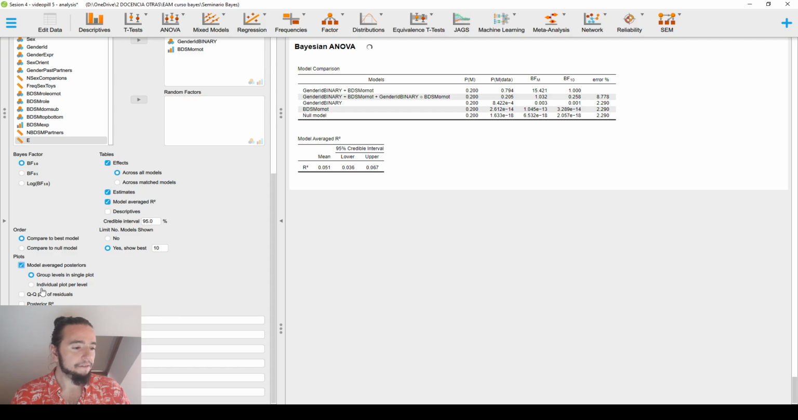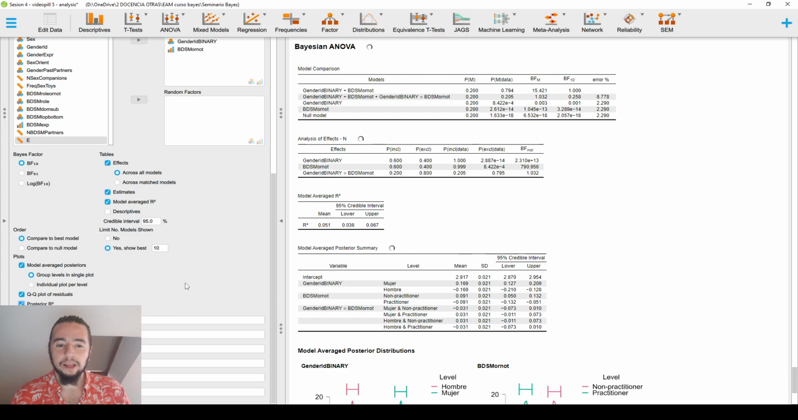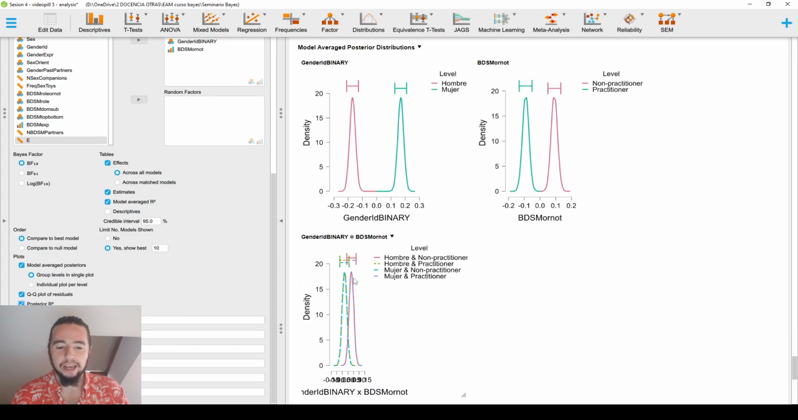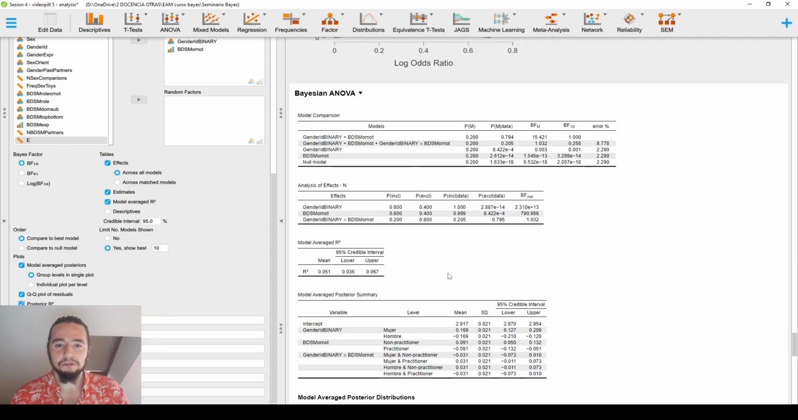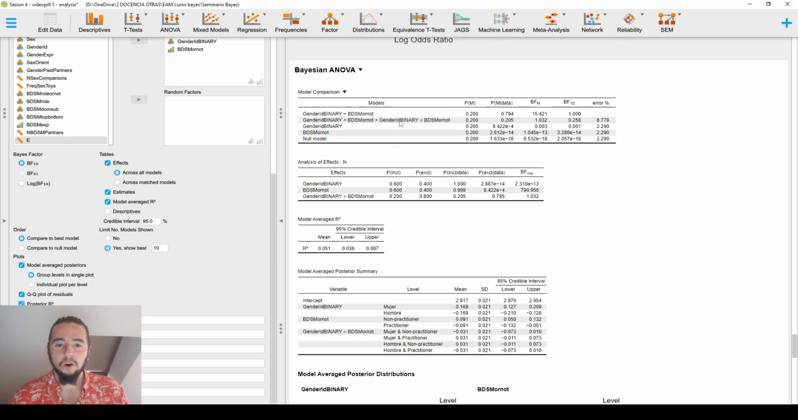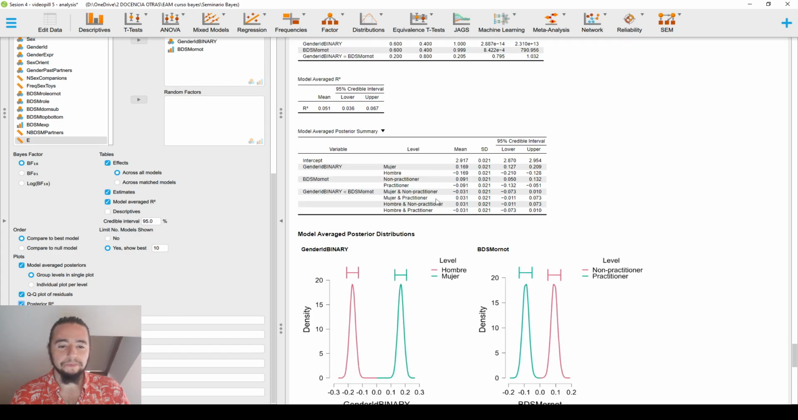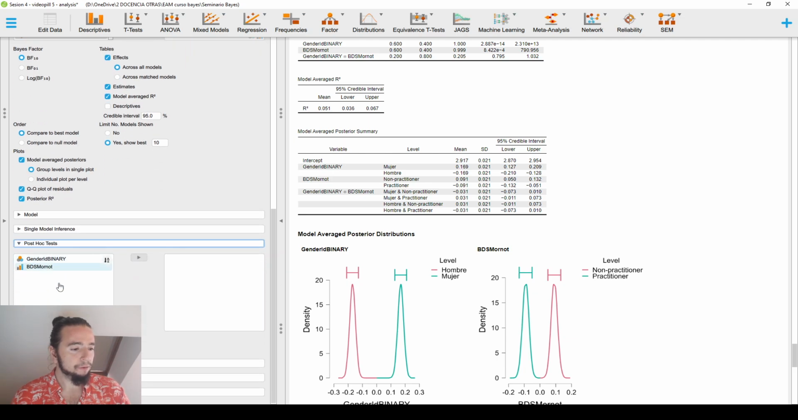I also can have the model average posteriors, the QQ plots, and the posterior R squared, all in tables. Okay, and group levels in single plot. Now we have the interaction, the two main effects. Remember that interaction should not be included because of this. It's less likely to happen, so that's okay. Now we have all of the effects that we need here, and we also can do some post hoc tests.